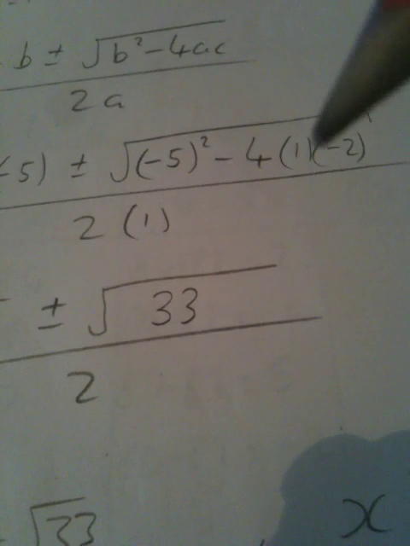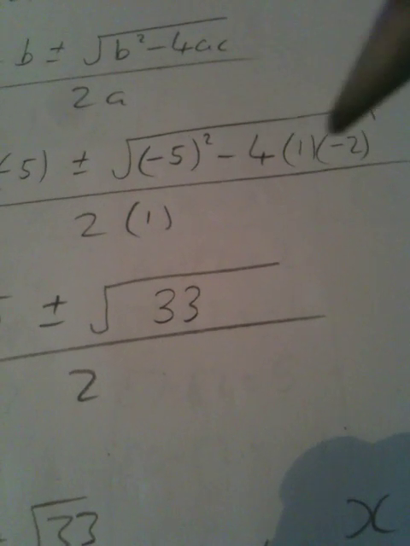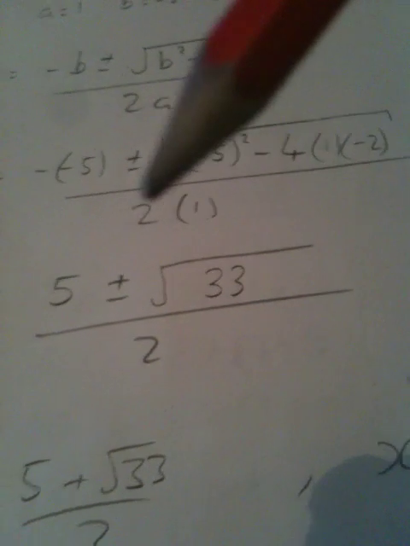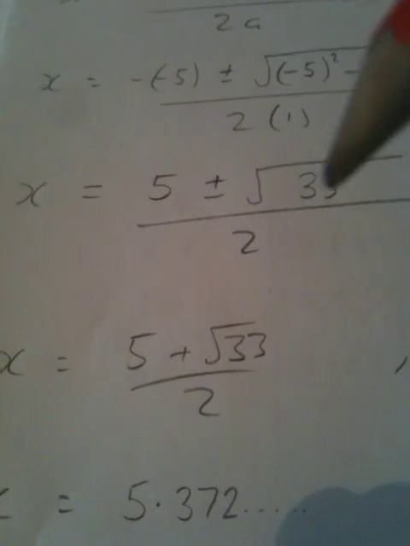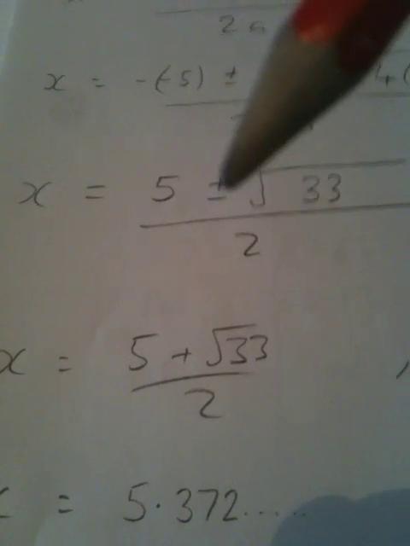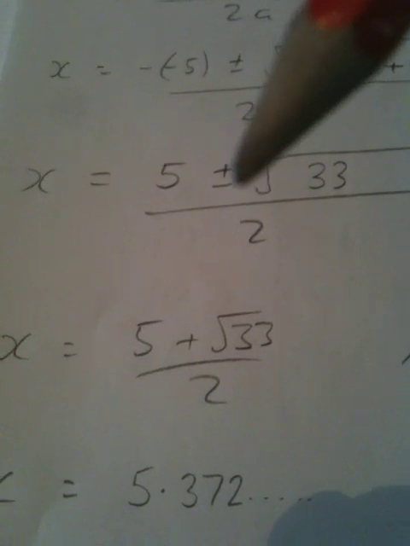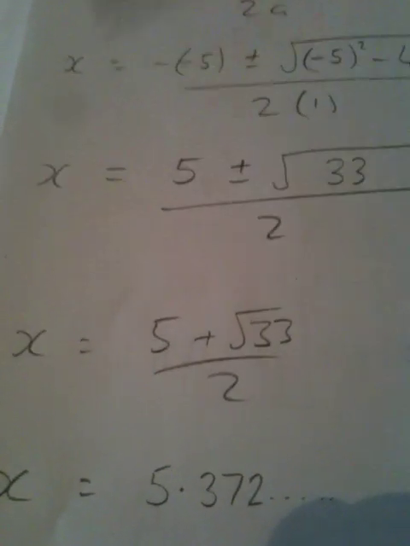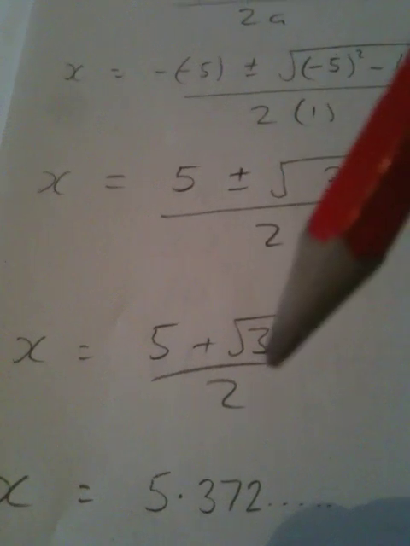Again, if you type into your calculator with the brackets on, you will not make a mistake. If you don't do that, some people do make a mistake, a lot more than you'd think. Too many people. So we've got 5 plus or minus the square root of 33, all over 2. Just remember this plus or minus means there's going to be 2 solutions here. Either 5 plus root 33 over 2 or 5 minus root 33 over 2.